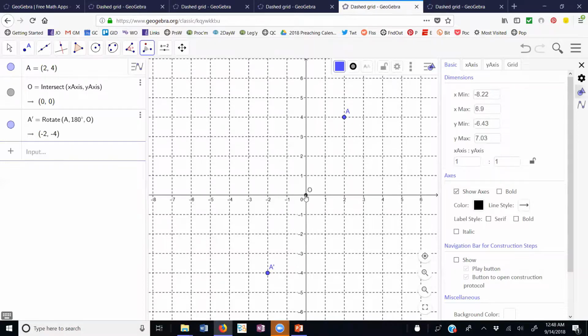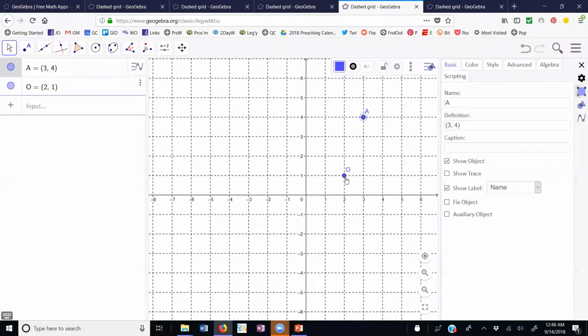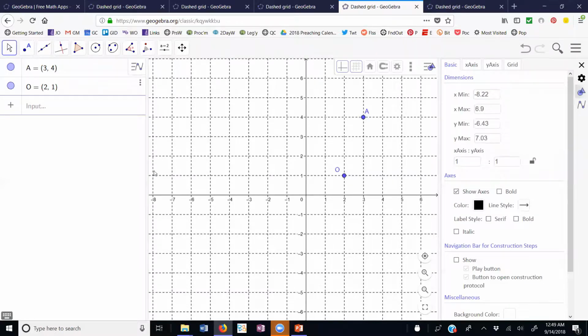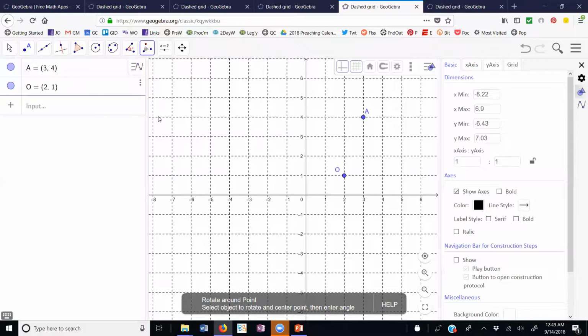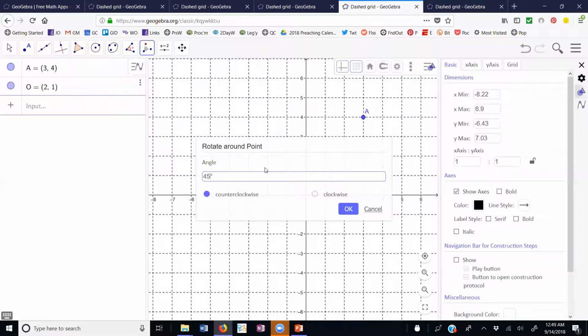Let's see what would happen if point O was moved here. Let's say point O was, let's see if I can get O to move here. I'm having a hard time getting O to move. Okay, I was able to get O to move here, and I've also moved A. If I'm going to rotate this 180 degrees, A now to get to O is down 3 and over 1, so I'm going to need to come down 3 and over 1. So let's go ahead and do the rotation of point A through point O of 180 degrees.